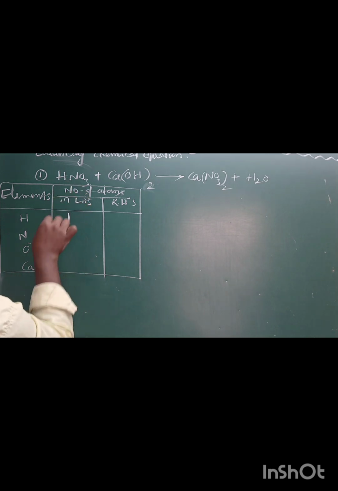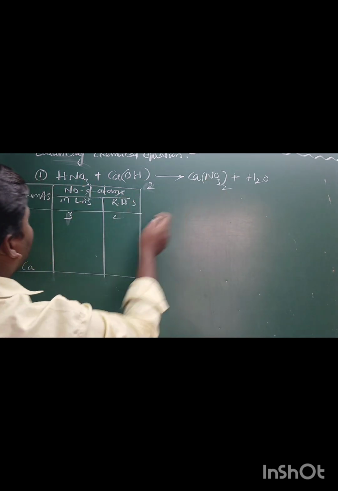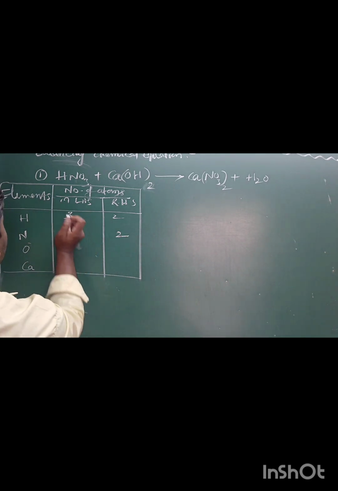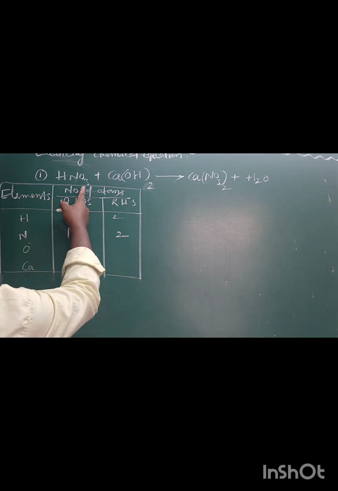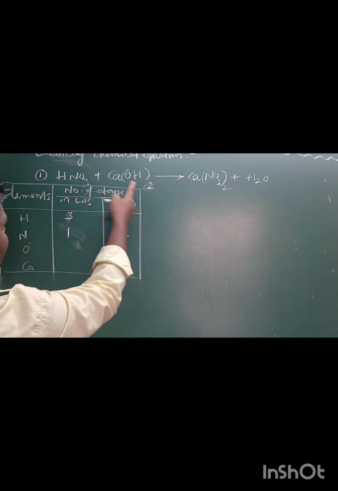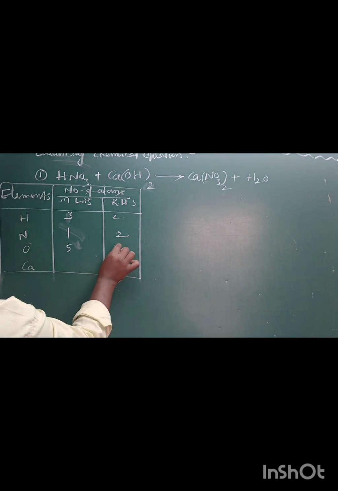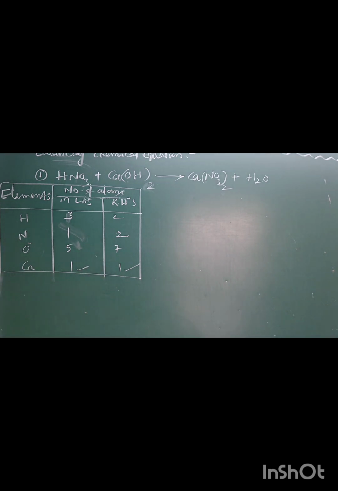On the reactant side you can observe here 1 hydrogen, here 2 hydrogens, total 3 hydrogen atoms, here 2 hydrogen atoms. Nitrogen: 1 nitrogen on the reactant side, taken twice on the product side means 2 nitrogen atoms. Oxygen: 3 plus 2, 5. In this side 2 threes are 6, 6 plus 1, 7. Calcium 1, here also calcium. Calcium atoms are already balanced. Now we can balance the remaining elements.